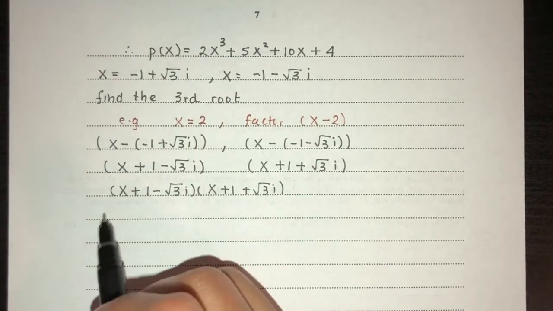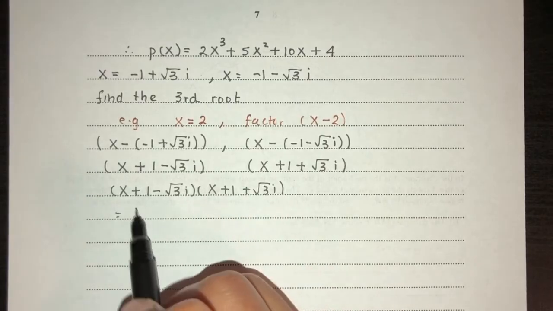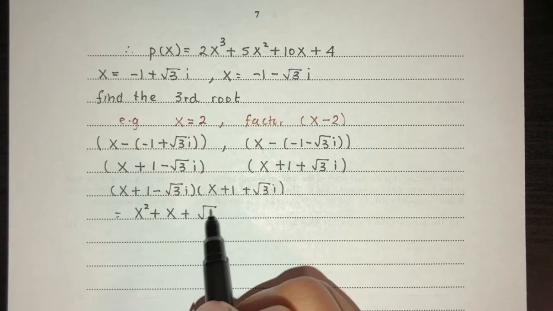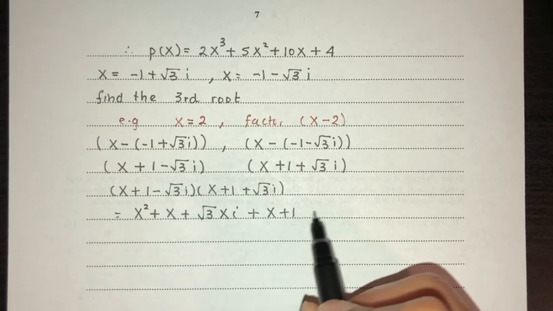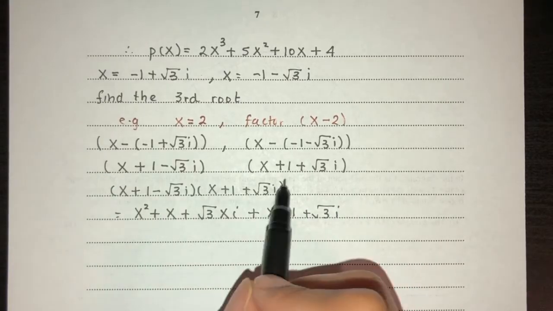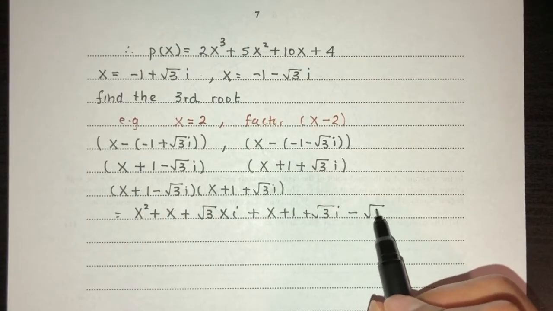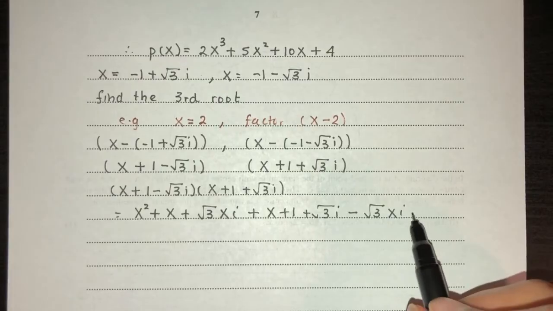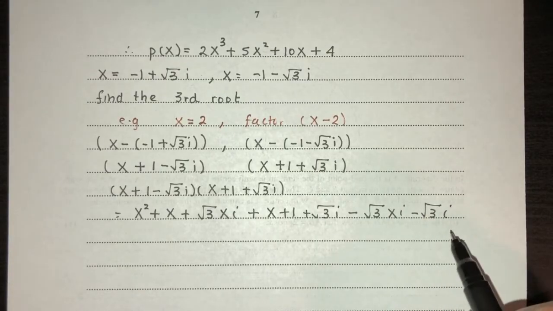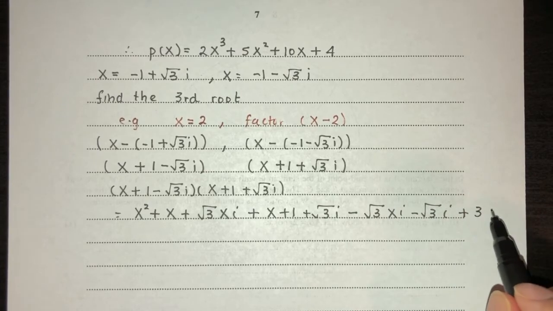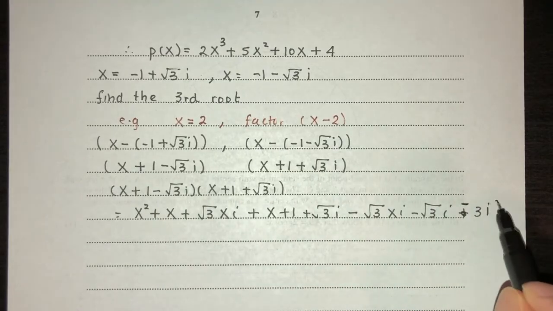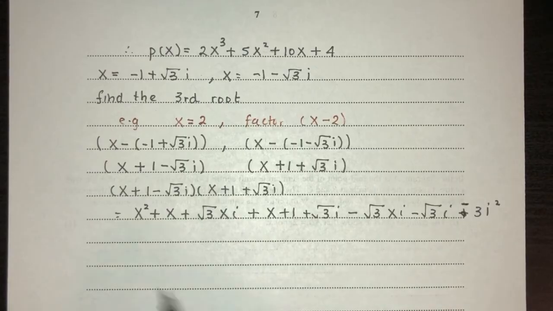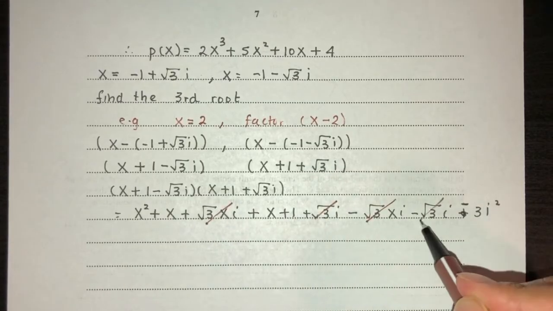So if you expand, you will first have x times this, x squared plus x plus root 3 xi. Now 1 times this will be plus x plus 1 plus root 3i, and this time this should be minus root 3 xi minus root 3i, and then plus 3, that will actually be minus 3i squared. Now simplify. So here this one will cancel out with this one, and this one will cancel out with this one.